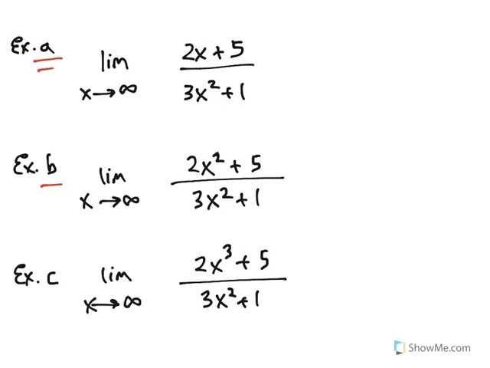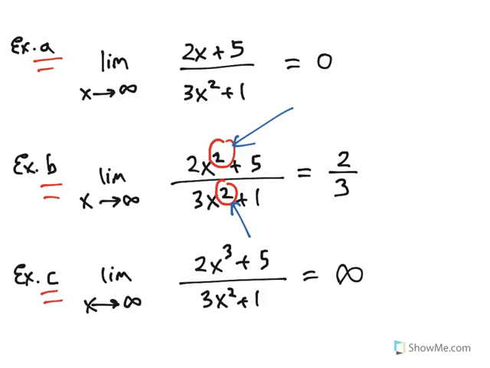So let's take a look at the 3 examples that we just did and see if we can come up with some generalizations. In the first case, our limit was equal to 0, and in the second case, our limit was equal to 2/3, and in the third example, our limit was equal to infinity. There is an easy way you can remember how you will get the limit of a rational function at infinity. You can compare the degree of the numerator to the degree of the denominator. If the degree of the numerator is the same as the degree of the denominator, then the limit of the rational function at infinity would be equal to the quotient of the leading coefficients.